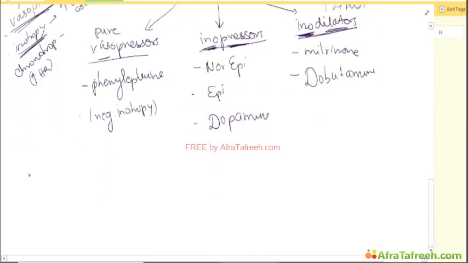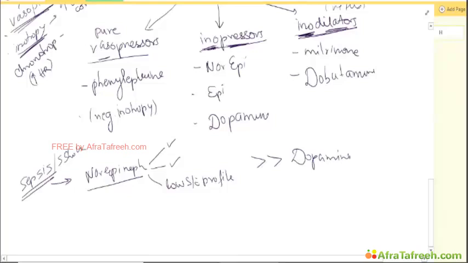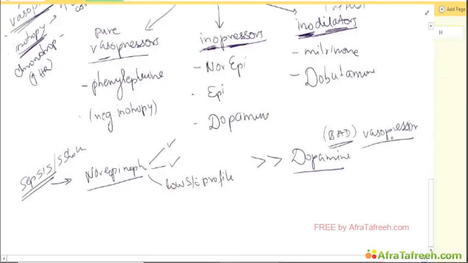In general, the vasopressor of choice in sepsis, or I would say rather septic shock, is norepinephrine. It takes care of the vasopressor effect, it takes care of the inotropic effect. Both of them are covered, and it has a low side effect profile. It is much better than dopamine, which is considered to be a bad vasopressor and is almost out. Almost out.